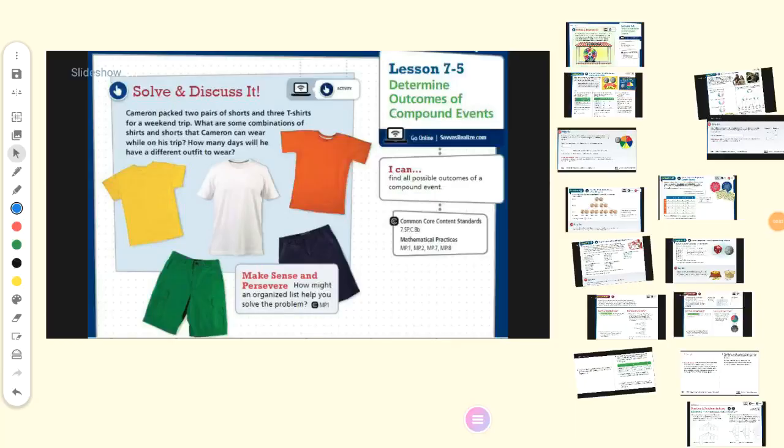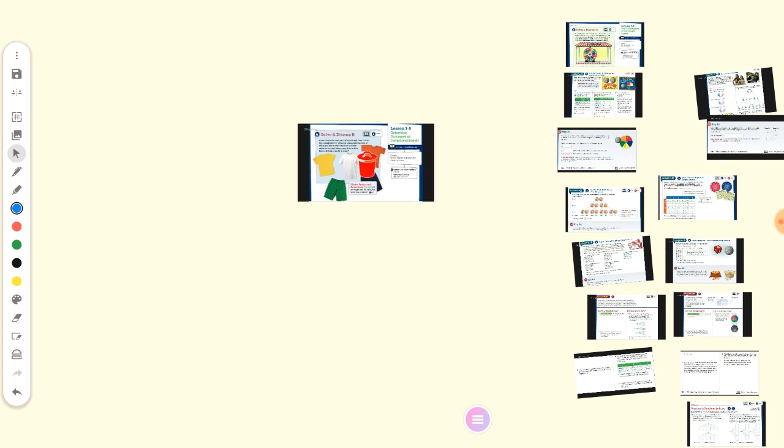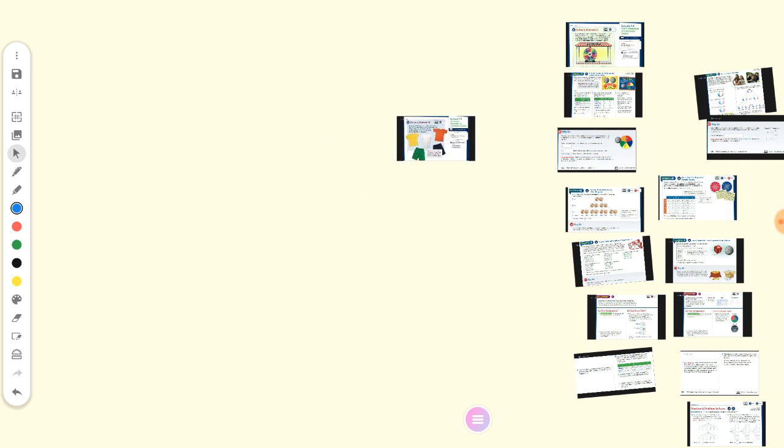Good day, everyone. The lesson today is about determining outcomes of compound events. Compound events are more than one event at the same time, and we want to find all possible outcomes of compound events. I will start from the end, not from the beginning. So, what is the meaning of that? What are the kinds of compound events and how do they work?